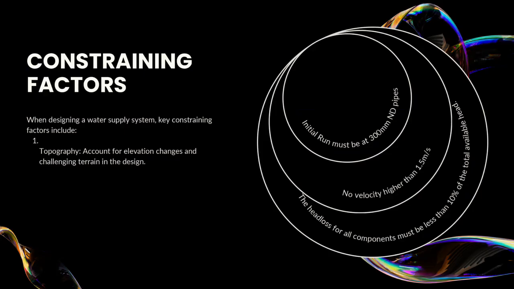We were also given constraining factors. There were key constraining factors: the demands, the topography, and the initial run must be at 300 millimeters nominal diameter of the pipe, no velocity higher than 1.5 meters per second. The head loss for all components must be less than 10% of the total available head.